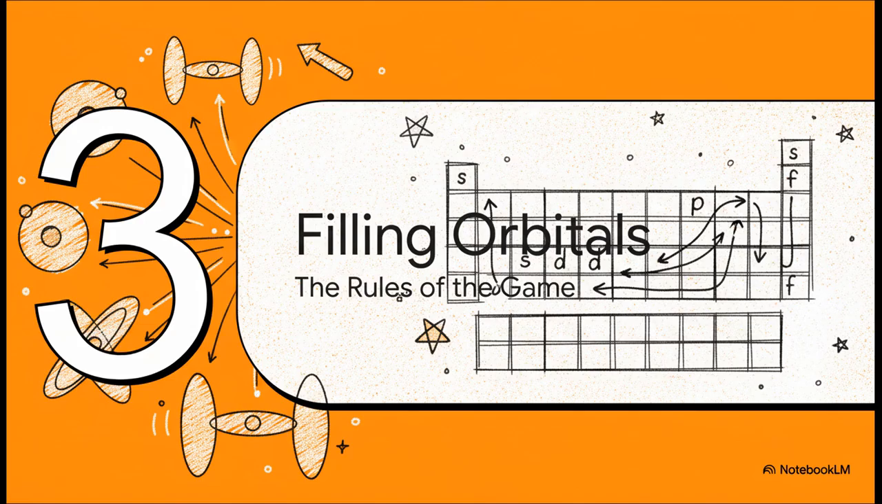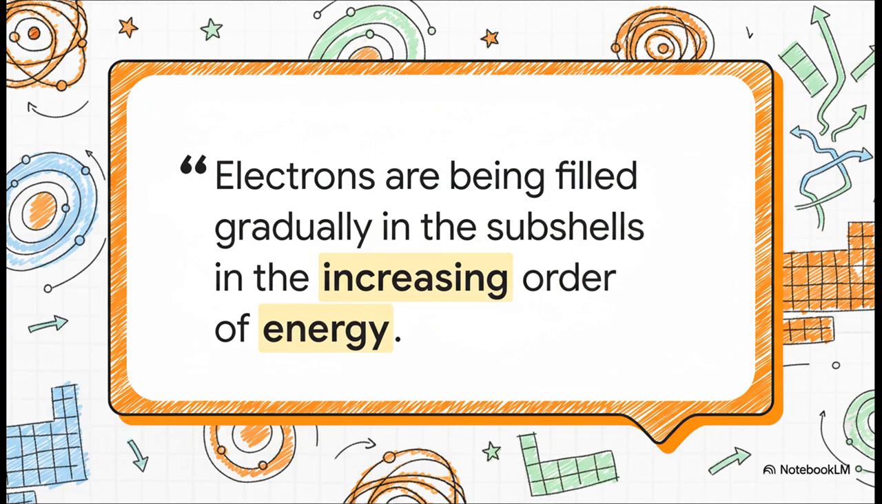Okay, so we've got our building, we know about the floors, the apartment types, the rooms, but how do our electron tenants actually move in? Well, they don't just pick a room at random, oh no. There are very strict rules they have to follow, and it's all governed by one thing: energy. This right here is the number 1 rule. You could call it the landlord's decree. Electrons are, well, kind of lazy. They always fill the lowest energy spot that's available first.